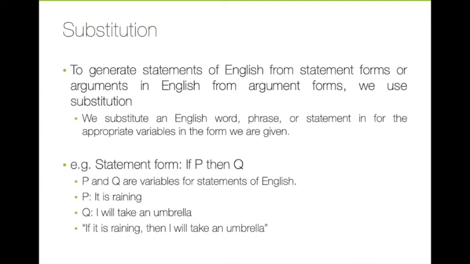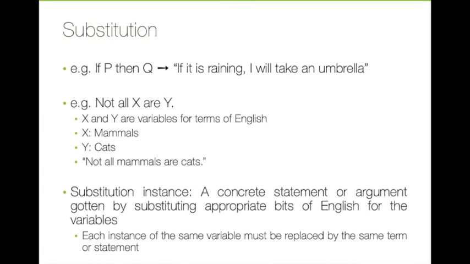But if your statement form is something like if P, then Q, the variables P and Q are variables for statements like it is raining and I will take an umbrella, letting us generate the full concrete sentence, if it is raining, then I will take an umbrella, from that logical form, if P, then Q. In addition to the statement variables we've looked at so far, note that we can also have variables that are replaced by words or phrases. So this middle example is such an example.